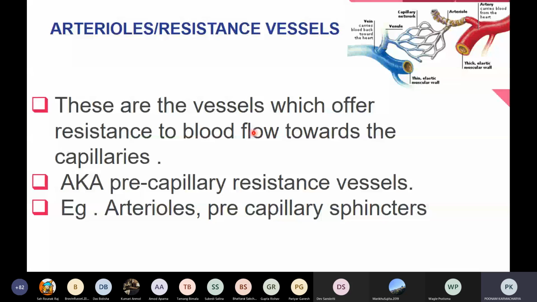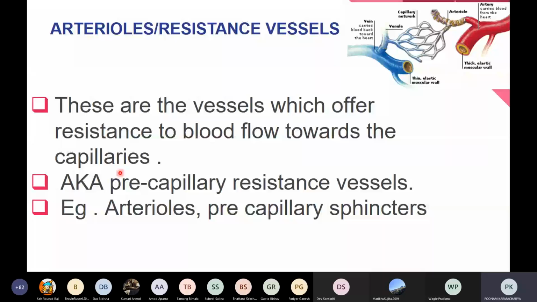Now the next vessel is the arterioles, right? You can see in this picture how the aorta branches out to form arteries and then arterioles. These arterioles are the vessels which offer resistance to the blood flow towards the capillaries. They are also called precapillary resistance vessels, or precapillary sphincters, right? So these vessels offer resistance to the blood flow towards the capillaries. That is why they are also called resistance vessels.